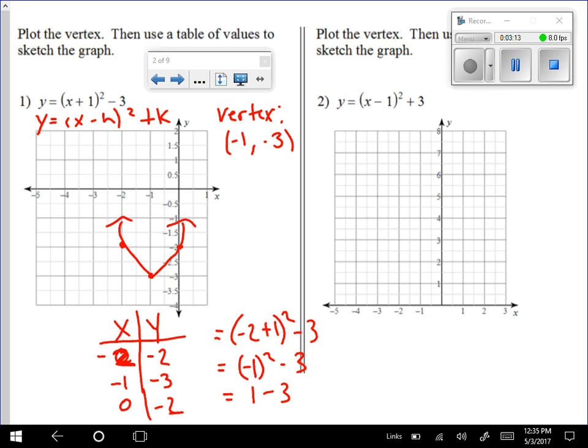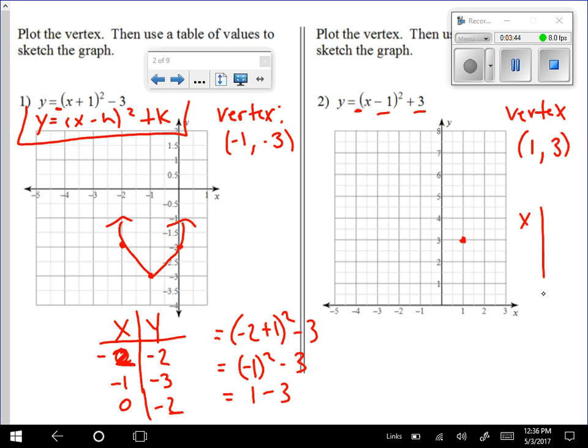Alright, number 2, our vertex should be pretty obvious as we look at vertex form here. Number 2 is pretty laid out easily. The vertex for number 2 should be (1, 3). Okay, so over 1, up 3. If you notice here, my a would be a 1, so it's positive, so my parabola is heading up. This parabola will also be heading up because there's no negative out in front there.